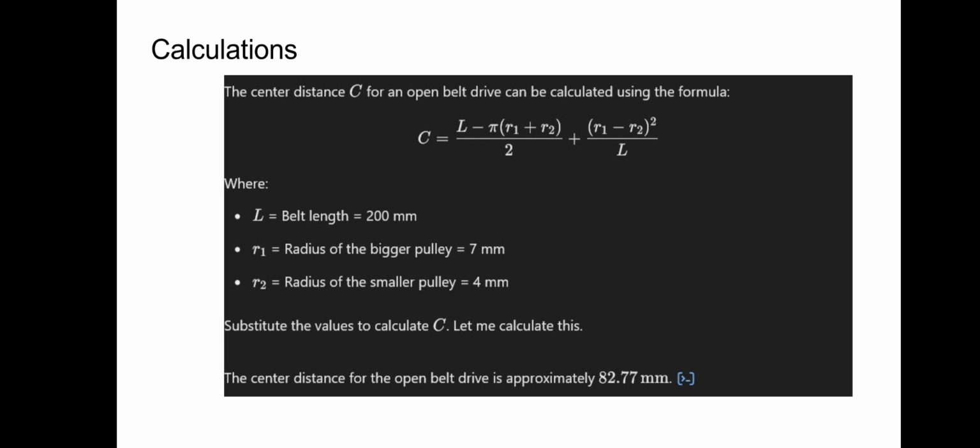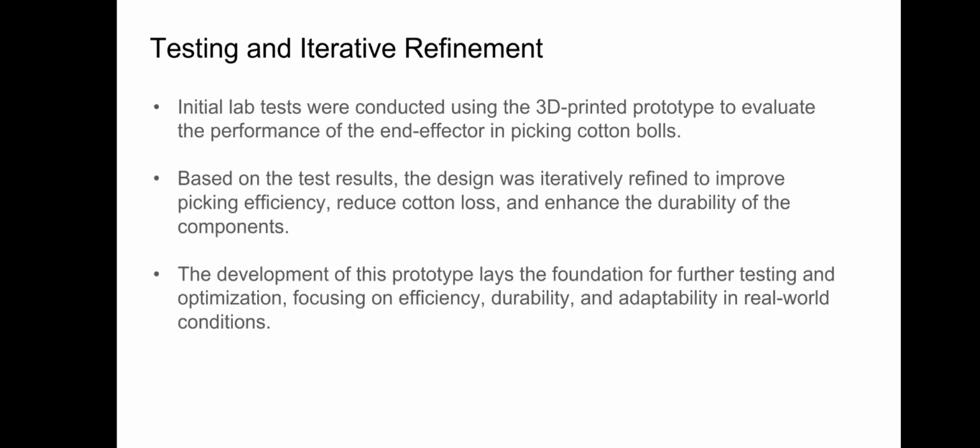The center distance for the open belt drive is approximately 82.77 mm, as I told earlier. Then we move towards testing and iterative refinements. Initial lab tests were conducted using a 3D printed prototype. Based on the test results, the design was refined to improve picking efficiency, reduce cotton loss, and enhance the durability of the components.